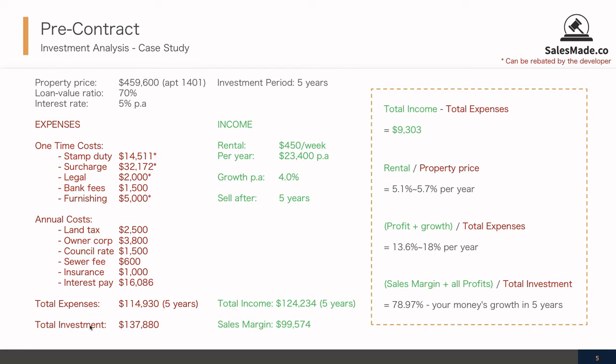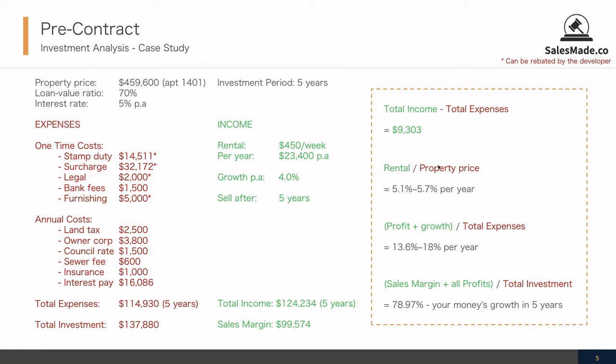Your total investment, if you remember, was the 30% down payment. Your total income for the 5 years, which you saw earlier in the sum, is 124,000, and the sales margin, if you sell after 5 years, is close to 100,000. So your total income of 124,000 minus the total expense for the 5 years gives you 9,300.